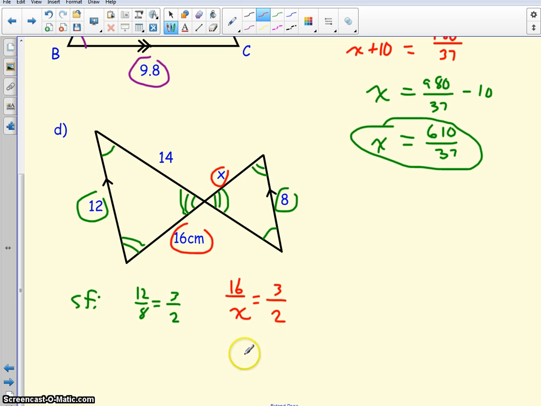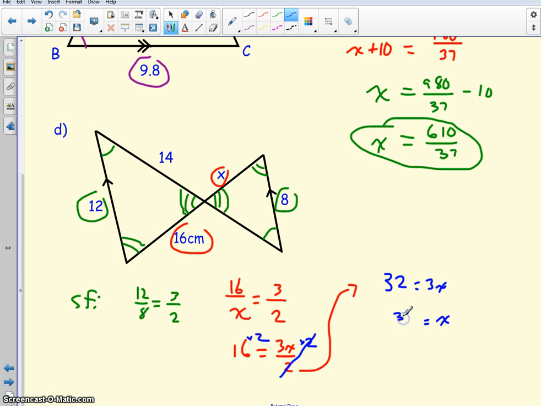Multiplying both sides of the equation by x will get me 16 equals 3x over 2. And then from here, it's just, again, a little bit more algebra. So I'm going to multiply both sides of the equation by 2. That will give me 32 on one side. And once these cancel, I'm going to get 3x. So that will leave me with an x value of 32 over 3.